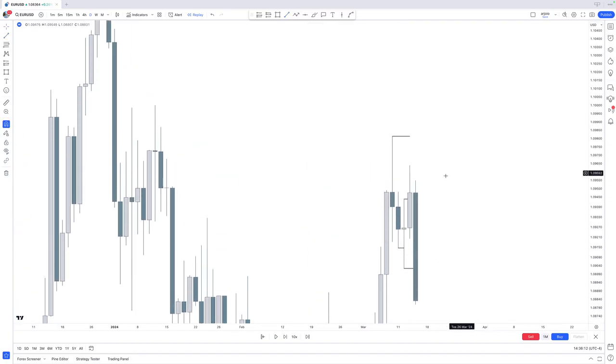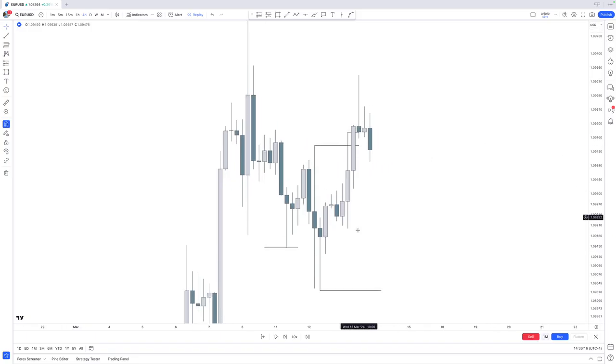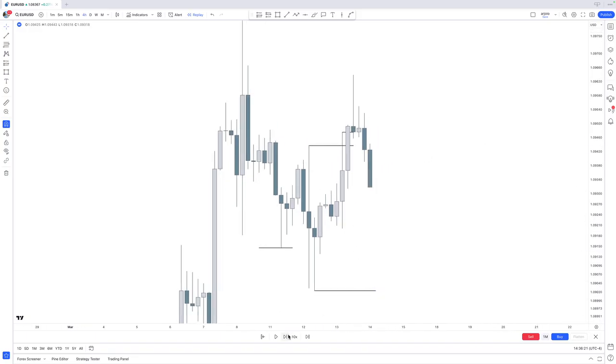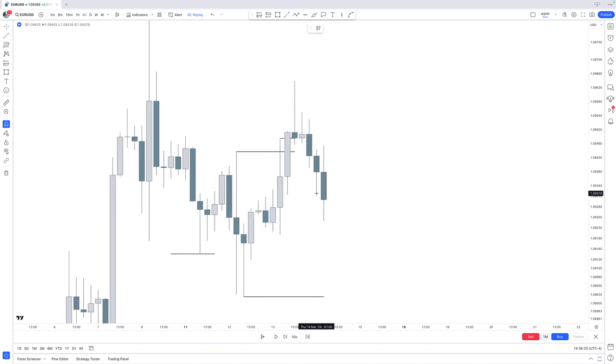Now, what do we do in this case? In this case, we now need to find usual context again to target our new targets right there. So here we create that new fair value gap right there continuing lower, which creates again new context.